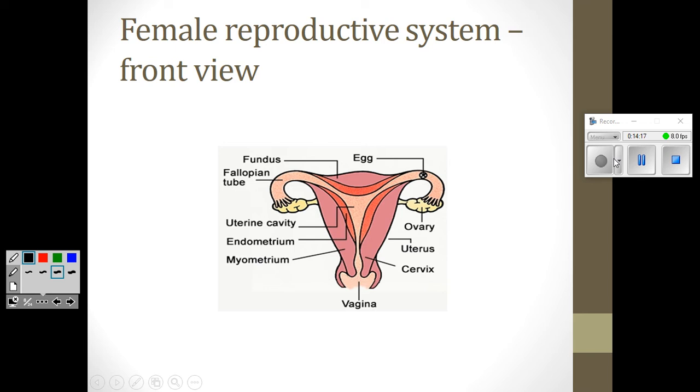If I were to add some of the other ones, for example, like the bladder would be right in front of it. That's why we don't see it on this picture because it would be covering up some of these structures. And the digestive structures would be behind the picture.